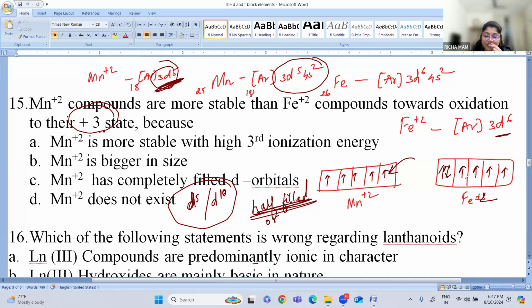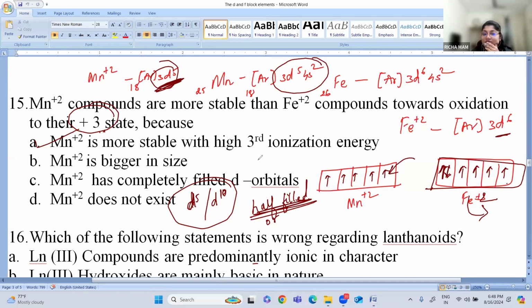But in Fe plus 2, to remove the third electron is quite easier. After removing the third electron, it will be in its more stable state. Then it will have a D5 configuration. So what is the answer here? Mn plus 2 is more stable with high third ionization energy. So option number A is the correct answer.